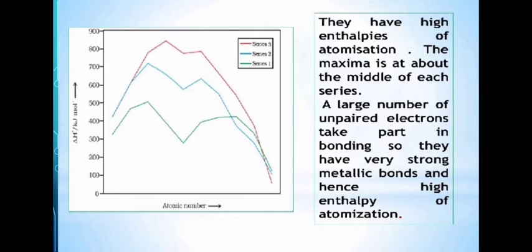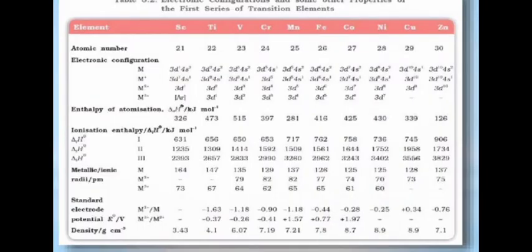Here, for all the three series of transition metals, the green one for first transition series, blue for second transition series, and red for third transition series, you can see that they have a high enthalpy of atomization, and this enthalpy of atomization is highest for chromium, which contains maximum number of unpaired electrons. Due to presence of maximum number of unpaired electrons, they can form strong metallic bonds, and hence they have a high enthalpy of atomization. While in case of manganese, their enthalpy of atomization is low.